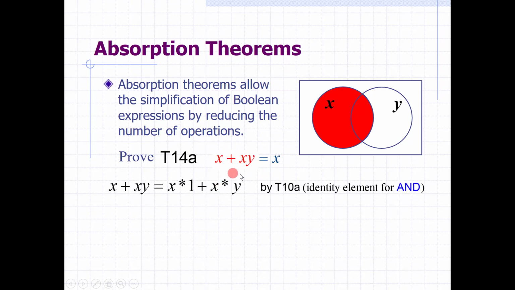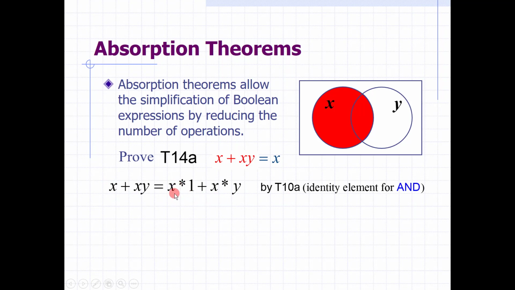I'm going to take the left side of this equation and try to prove it equals the right side. So I'm going to apply theorems to the left side, the more complicated side. To do that, I looked at the left side and I noticed that there's an x in both terms. So I decided to add a 1 onto the first term. You'll see why in a second. Anything AND 1 is just itself. That was theorem 10a. So I took this x and wrote it as x AND 1.